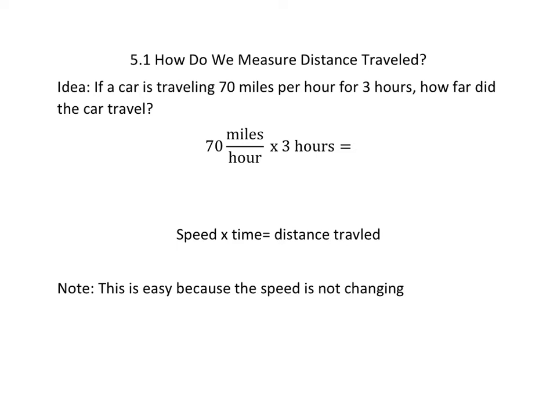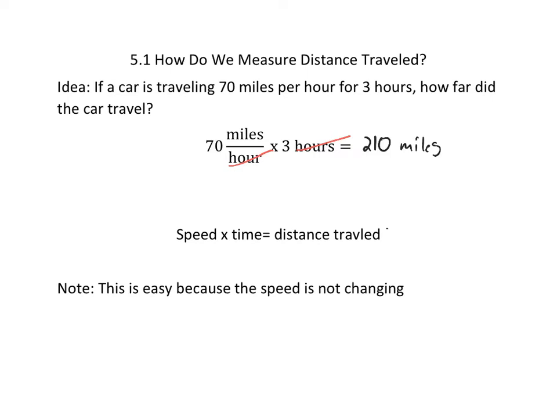In this video, we're going to discuss how we measure the distance we think an object traveled. So let's just start with the basic idea. If a car is traveling 70 miles per hour for 3 hours, how far did the car travel? So we have 70 miles per hour times 3 hours. If you'll notice, hours over hours would cancel. And so the result would be 70 times 3 is 210 miles. So our units here are just miles because we're looking at a singular unit, how far the car traveled.